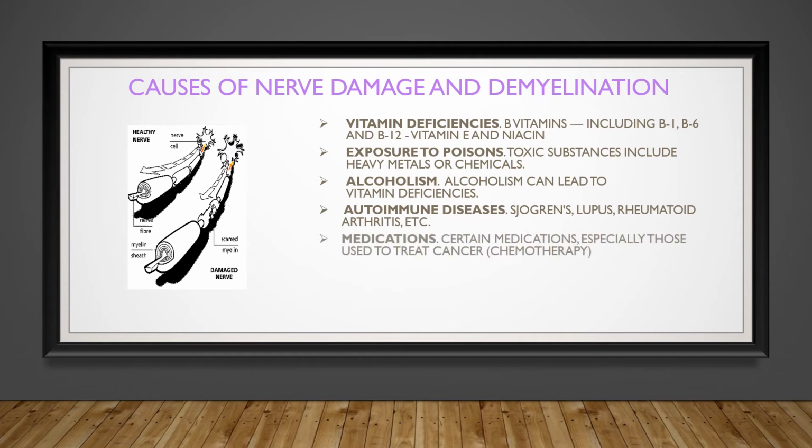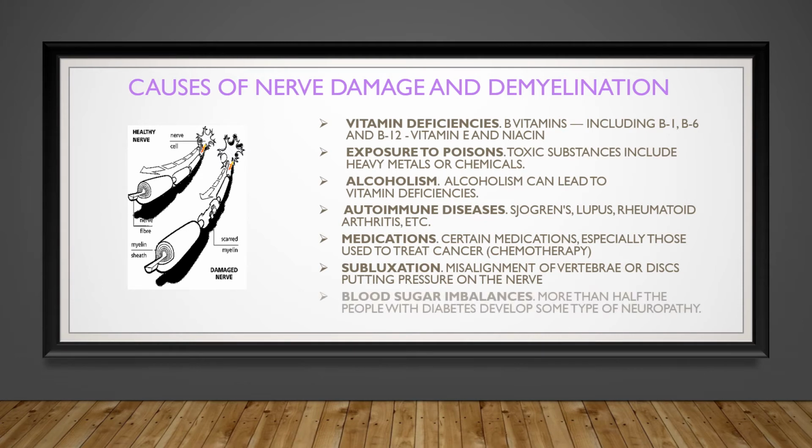Certain medications, especially those used to treat cancer and utilization of chemotherapy, can create damage to the nerves and symptoms of neuropathy as well. But by far the most common causes are subluxations, those of which we mentioned earlier, the misalignments of the vertebrae of the disc, which puts pressure on the nerves, and blood sugar imbalances. In fact, more than half the people with diabetes will develop some type of neuropathy.